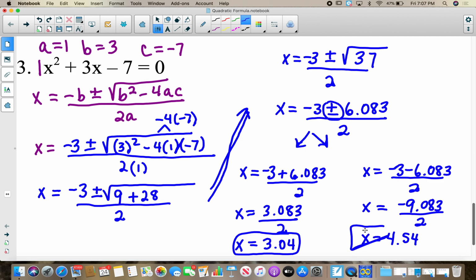Oh, negative. I'm sorry. I've got to write that in, and I want to erase this line too. Let me just rewrite it. We don't want to forget negative. So a negative divided by a positive, remember, is a negative. So I get negative 4.54. All right. So those are our 2 answers to this equation.